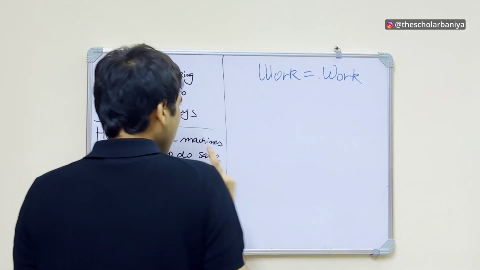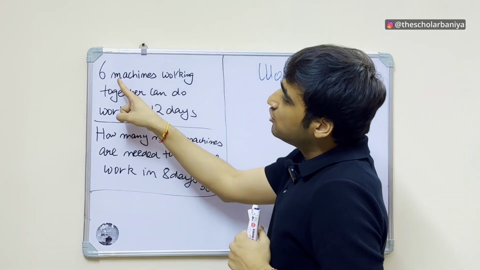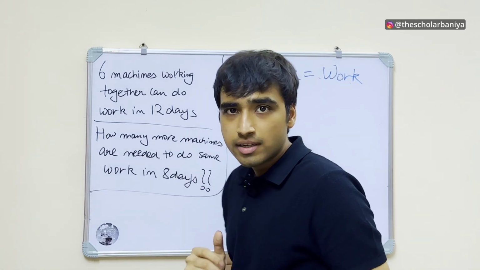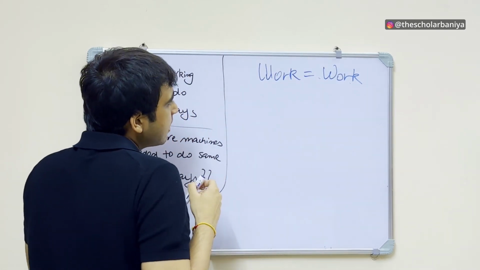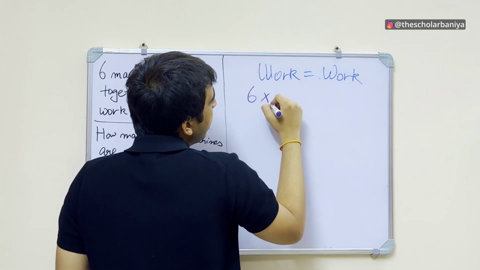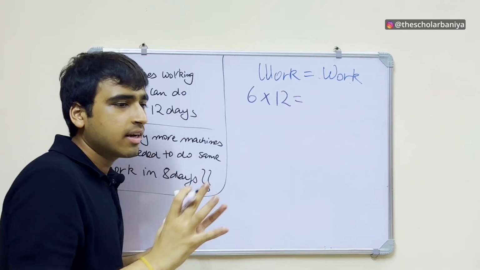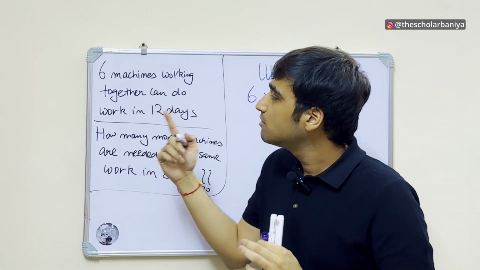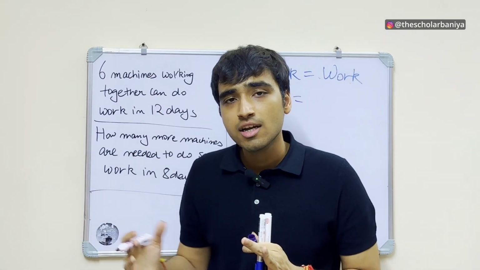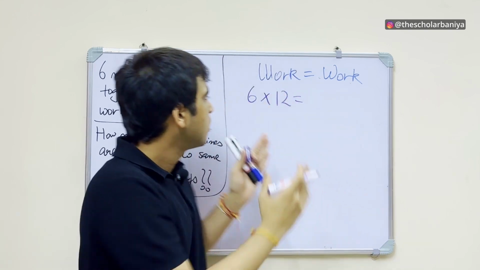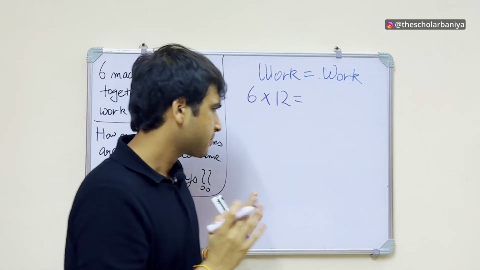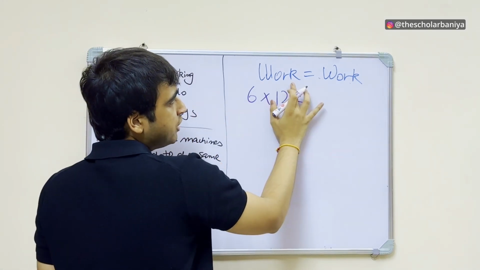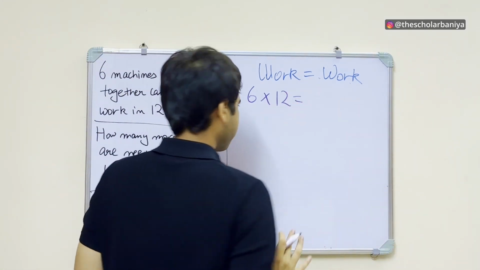Okay. Now tell me one thing. Initially 6 machines were working and a total of 12 days were being taken, right? So you can say that 6 into 12 was the total amount of work which was being done, because 6 machines were working for 12 days. So total this much work was being done, right? And we know work is same in both the cases. So work initially is equal to the work later also.